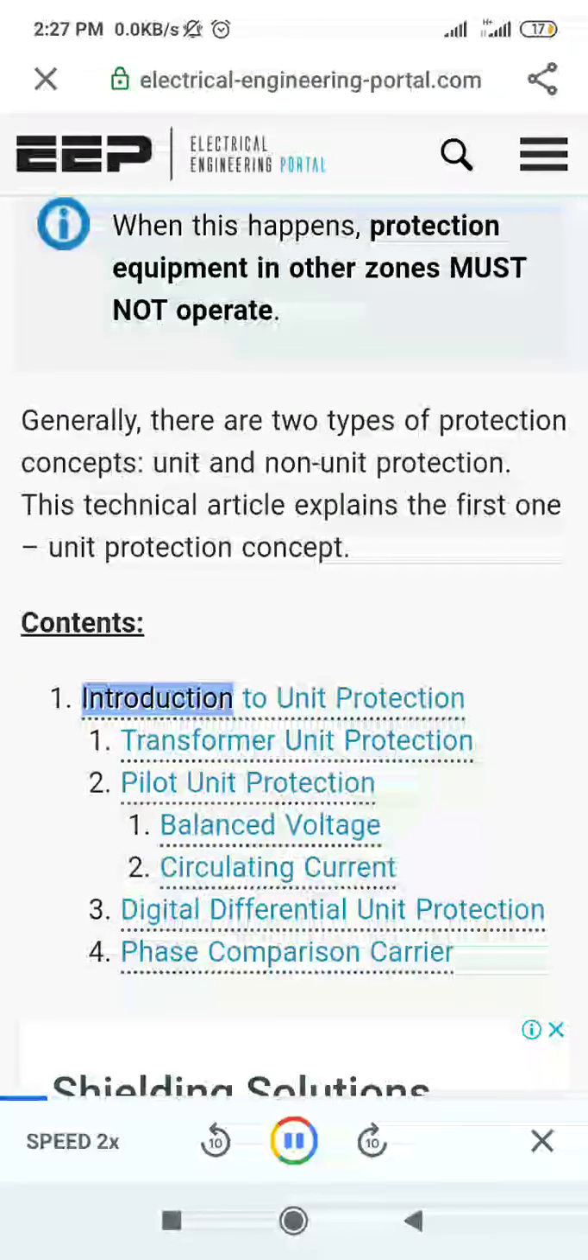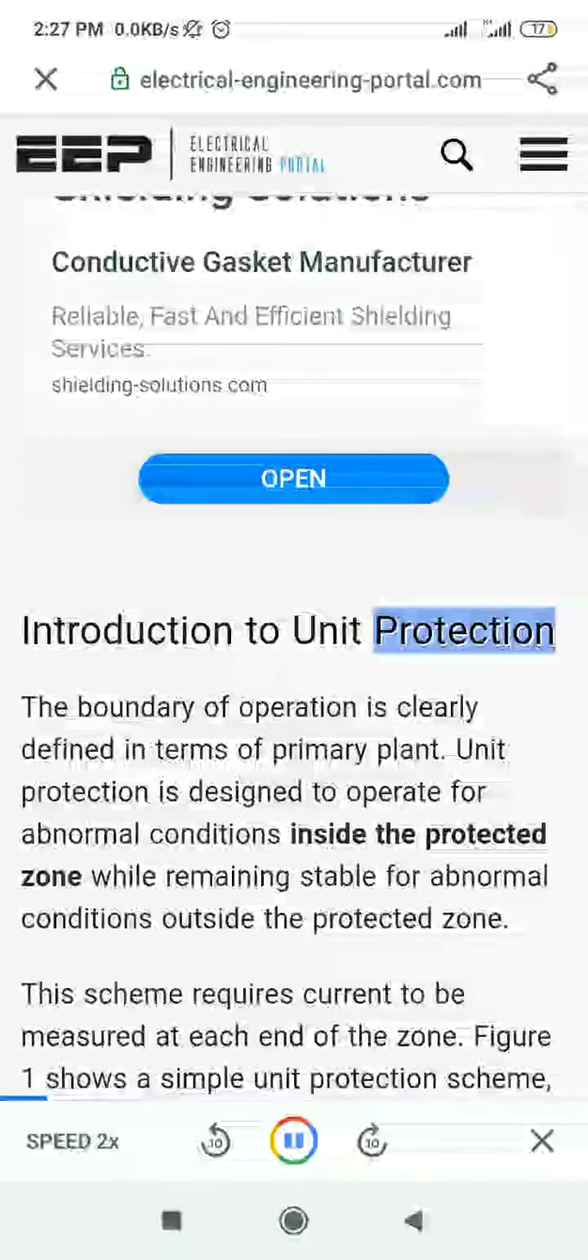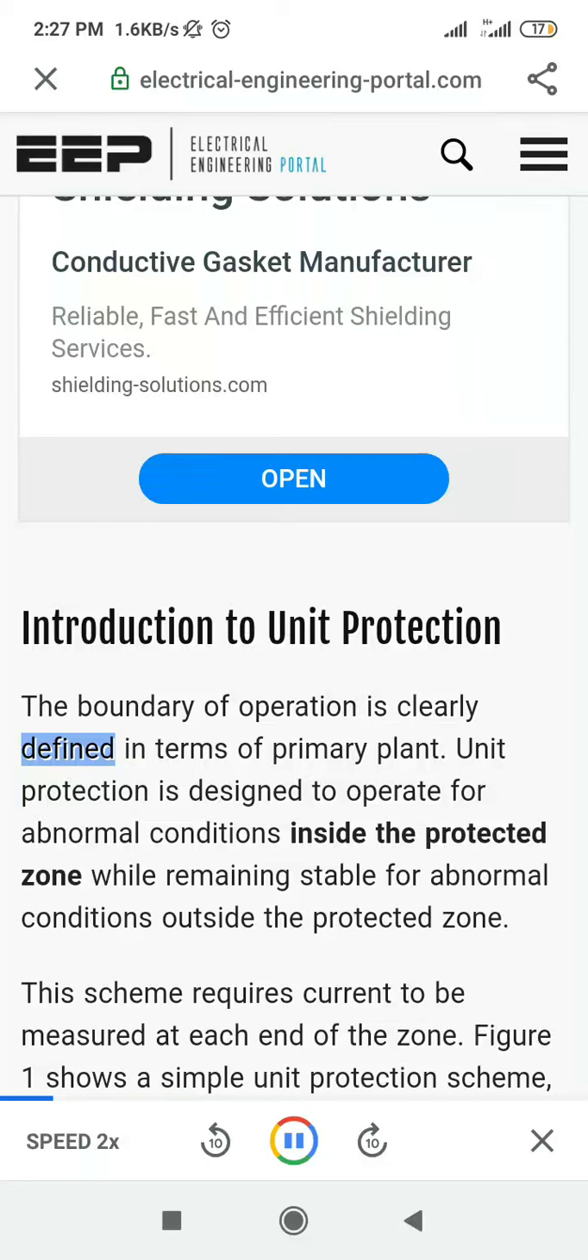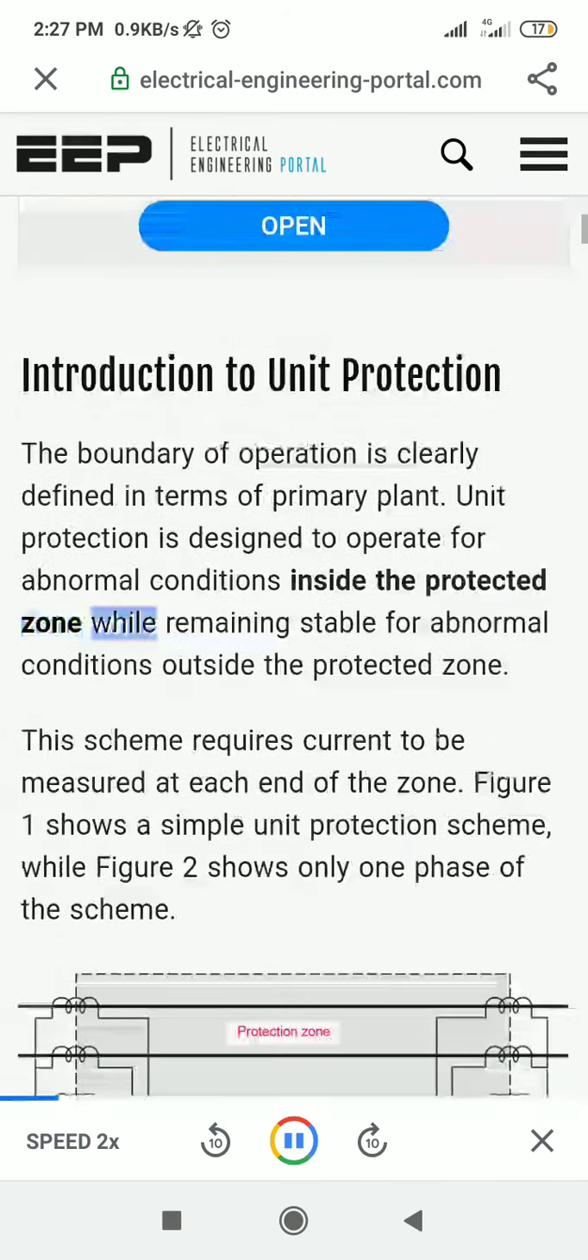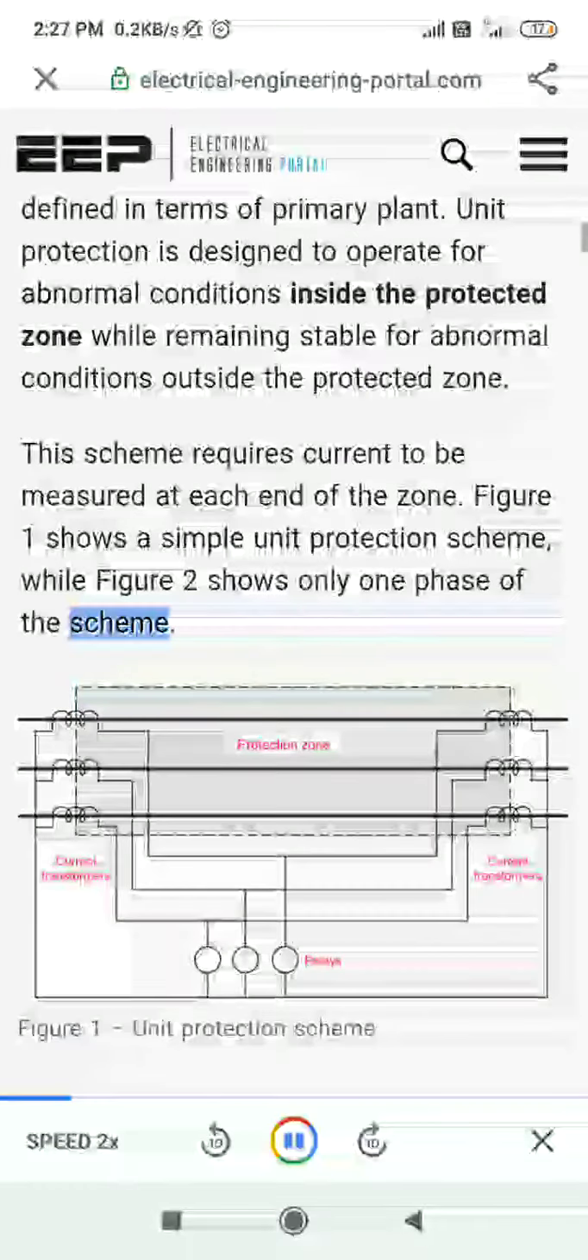Contents: Introduction to unit protection, pilot unit protection, balanced voltage, circulating current. Introduction to unit protection. The boundary of operation is clearly defined in terms of primary plant. Unit protection is designed to operate for abnormal conditions inside the protected zone while remaining stable for abnormal conditions outside the protected zone. This scheme requires current to be measured at each end of the zone. Figure 1 shows a simple unit protection scheme, while Figure 2 shows only one phase of the scheme.